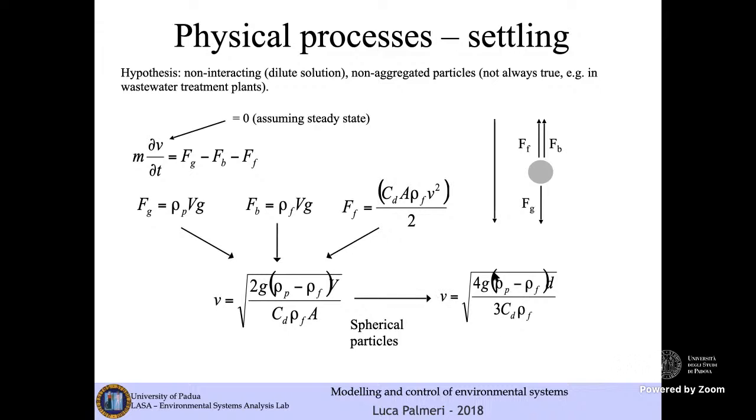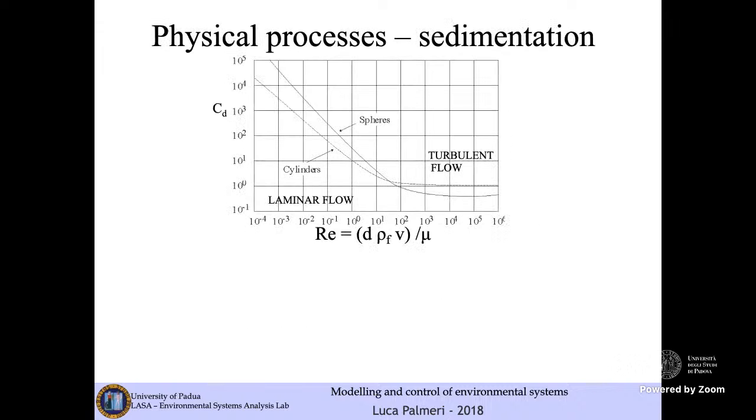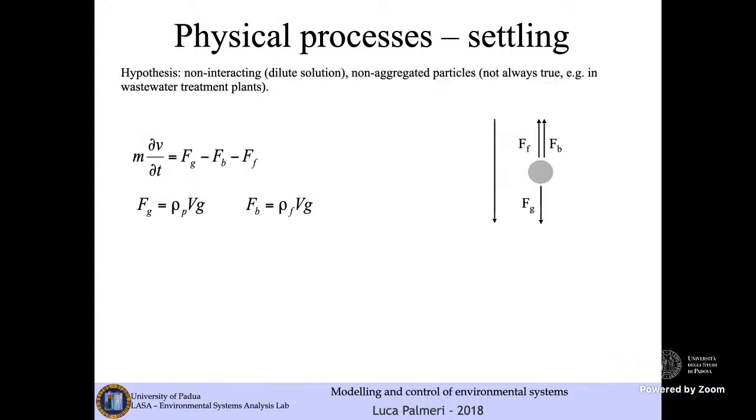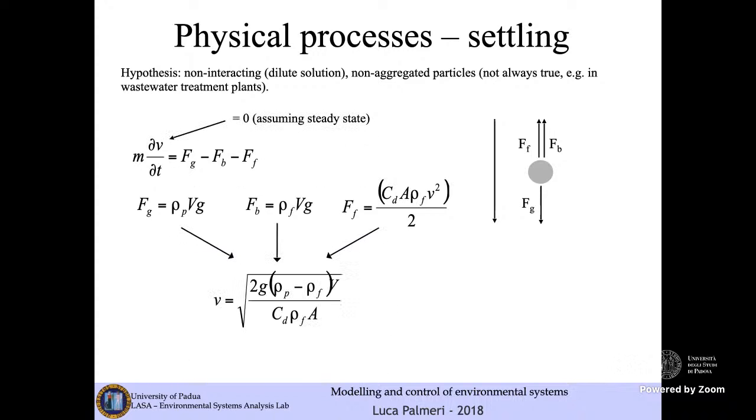This equation is derived by the first one by assuming spherical particles, and as a consequence a fixed relationship between the volume and the surface opposite to movement of a particle. In particular, we have seen that this relationship depends on the drag coefficient CD. What is the drag coefficient?